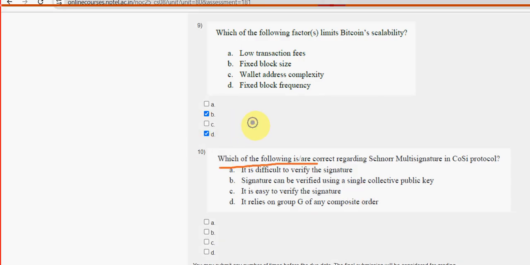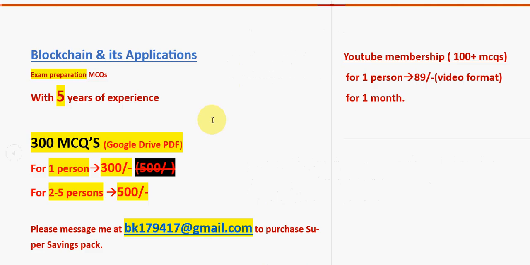And moving on to the final question of the assignment, that is 10th one. Which of the following is or are correct regarding Schnorr multi-signature in COSI protocol? For 10th question also we have got two probable solutions, option B and the other one is option C. So mark option B and C as the respective solutions for 10th question. So friends, these are the most probable solutions for the course blockchain and its applications regarding week 8.